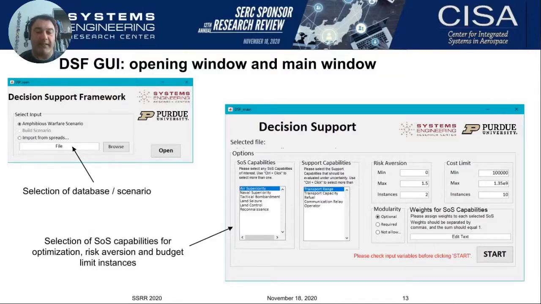The user can also select where to put the uncertainty. We might have some capabilities that have no uncertainty and some capabilities that have uncertainty. And then we want to study a range of different architectures. So the user can also input a range of risk aversion levels that they want to have.